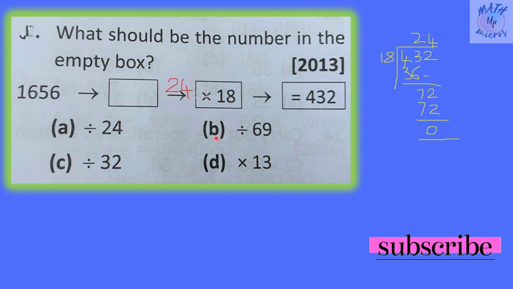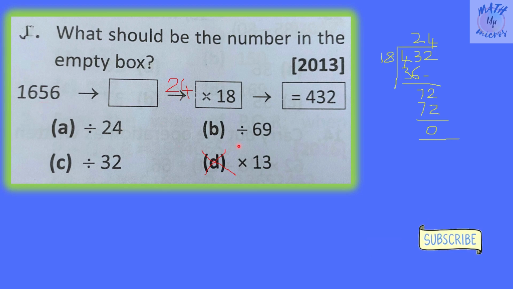So when you look at the options, almost 3 options have the divide symbol, but this doesn't have. So we can rule out option D. So we need to find out how we get this 24 when we divide, and we divide by what number, and that is going to be the answer. Alright, so to divide 1656 by some number to get 24, we need to find out what number it is. Is it either 24 or 32 or 69?